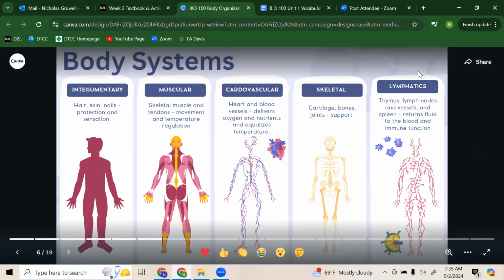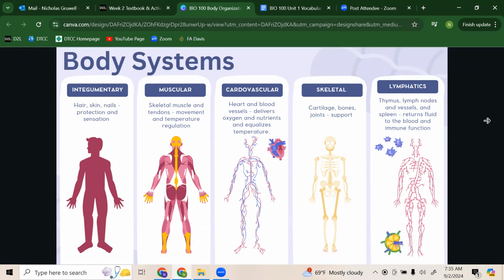The skeletal system, this is all of our cartilage and bones and joints. So primarily it's a support system, it's our structure, but it also gives us protection in the fact that our bones protect some of our major organs. There's a reason you have a rib cage all around your heart and lungs and major organs, because we need to protect those.